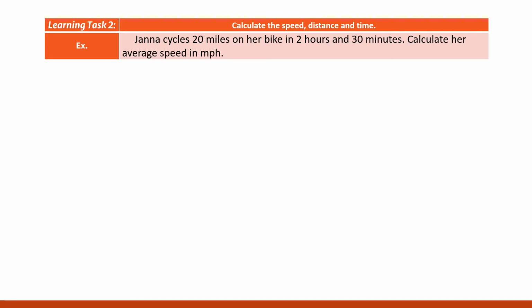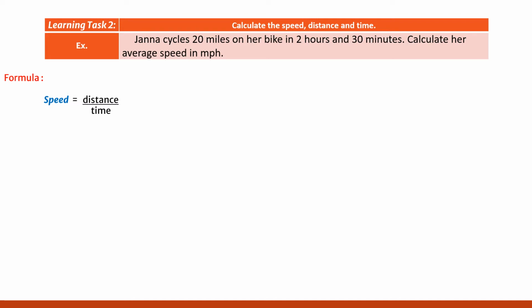Example, Jana cycles 20 miles on her bike in 2 hours and 30 minutes. Calculate her average speed in miles per hour. So very obvious na sa problem na to, ang nawawala ay speed. So paano nga natin kukunin ang speed? Our formula ay distance over time.